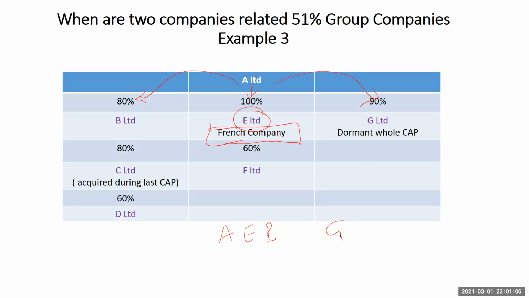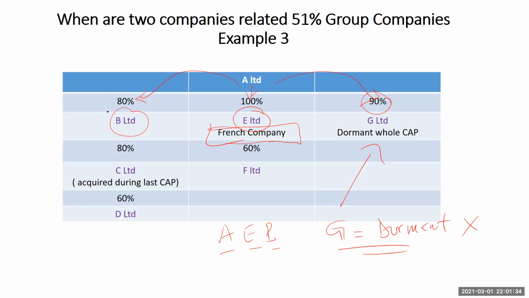You may be tempted to include J, because the holding is 90%, but J, we have realized, is dormant. So if it is dormant, we don't include it. All right, but for A, E, and B, so B was 80%, E was 100%, A, E, and B could easily be included in the group.